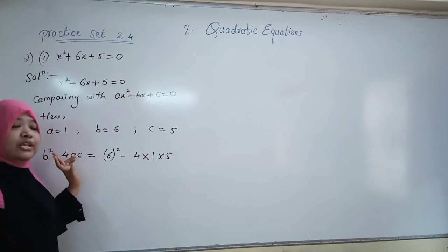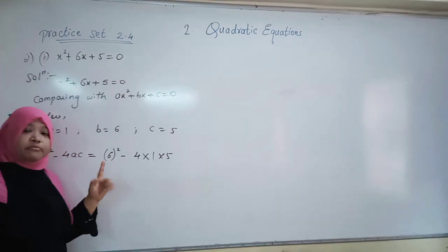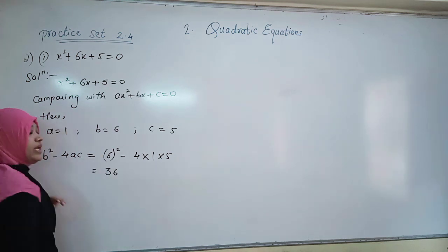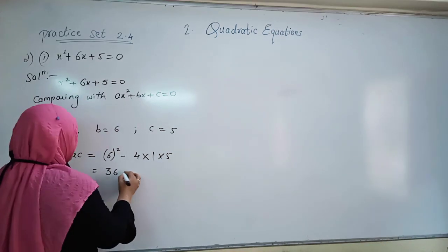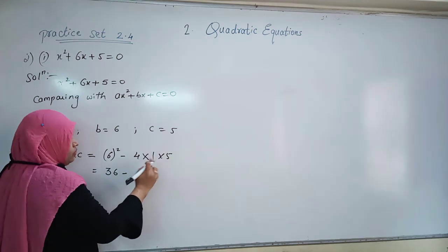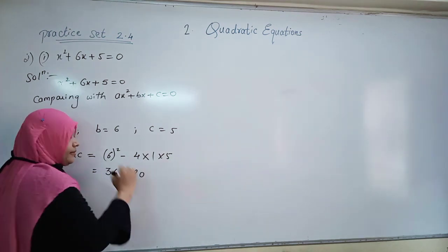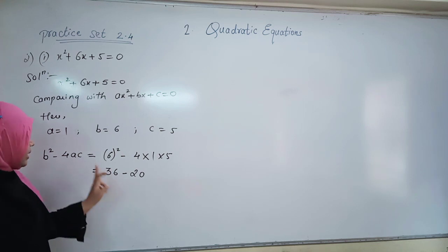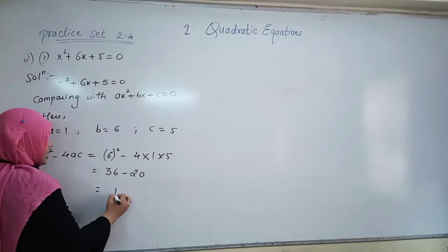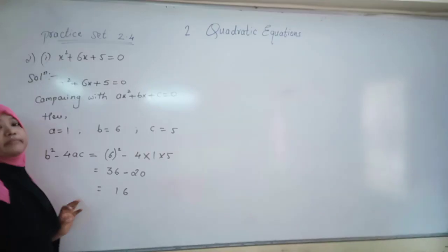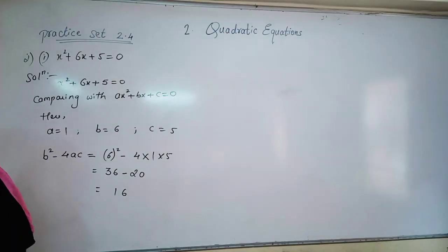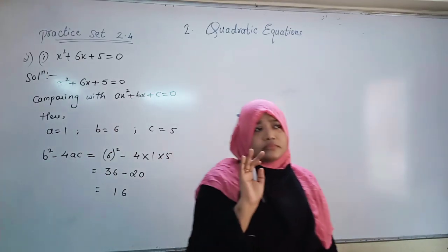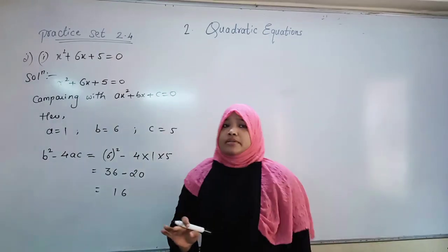Now we substitute the value of a and the value of b. What is the square of 6? It will be 36 minus 4 ones are 4, 4 5s are 20. Right? What is the sign between them? Minus. 36 minus 20, the answer will be 16. Understood?